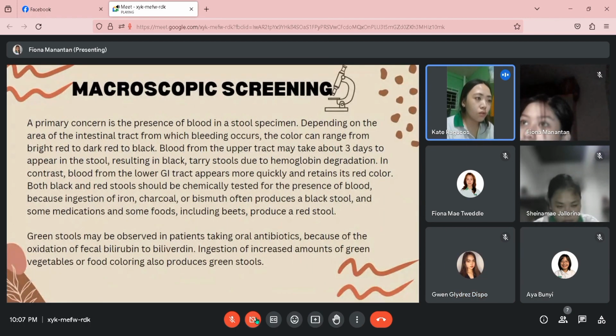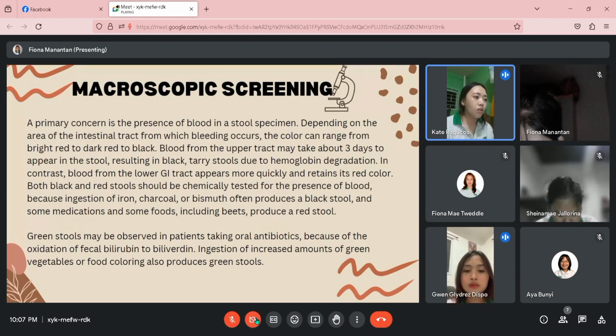Both black and red stools should be chemically tested for the presence of blood because ingestion of iron, charcoal, or bismuth often produces a black stool, and some medications and some foods, including beets, produce a red stool. Green stool may be observed in patients taking oral antibiotics because of the oxidation of fecal bilirubin to biliverdin. Ingestion of increased amounts of green vegetables or food coloring also produces green stools.